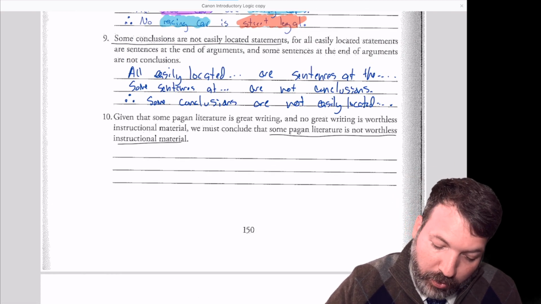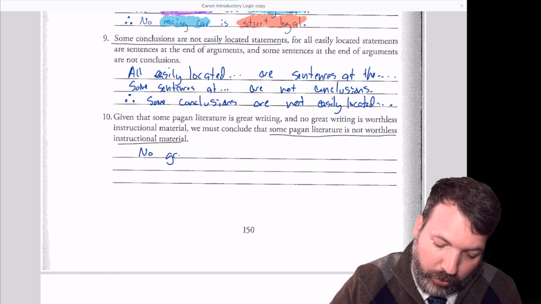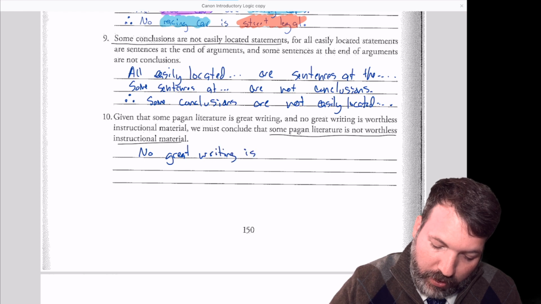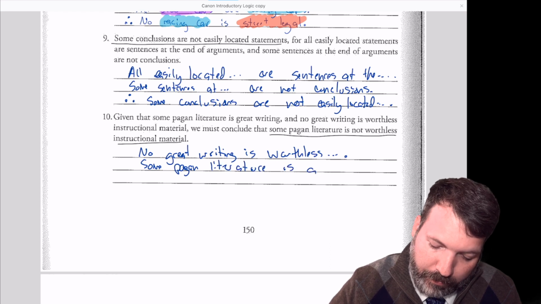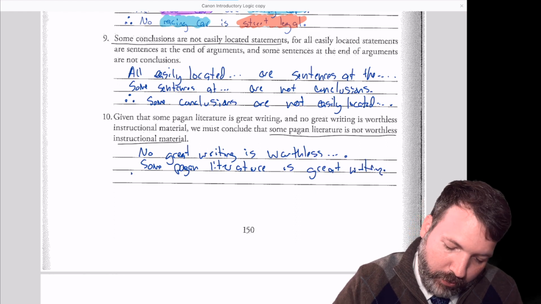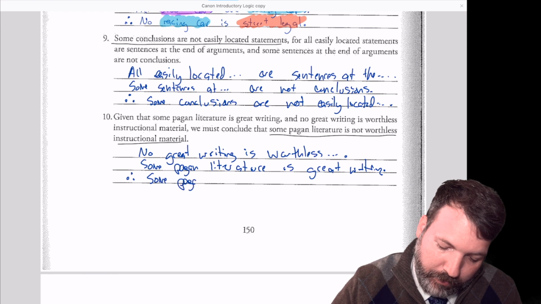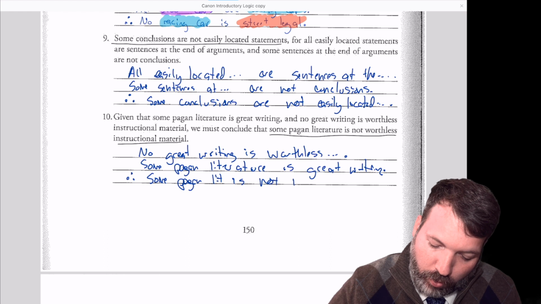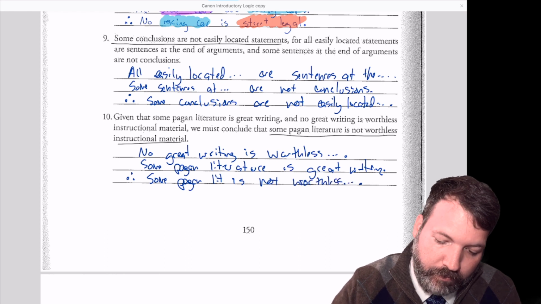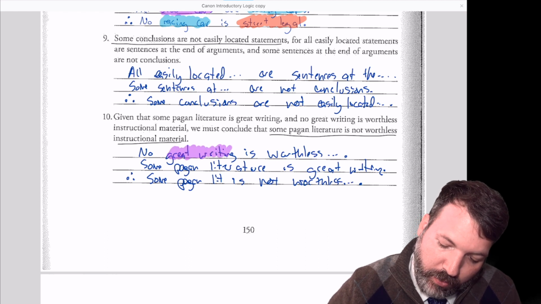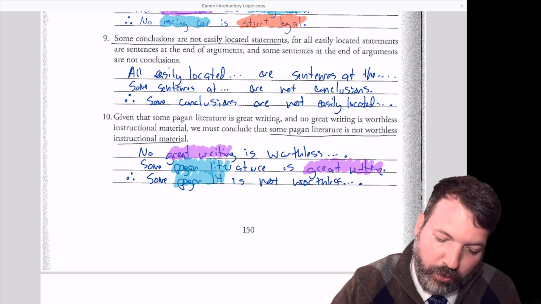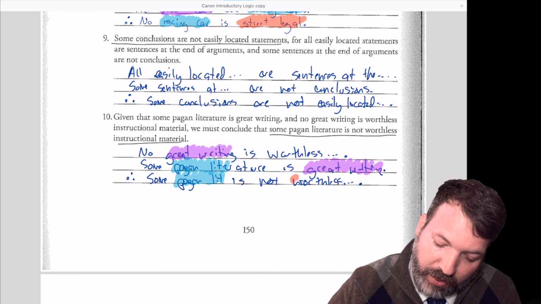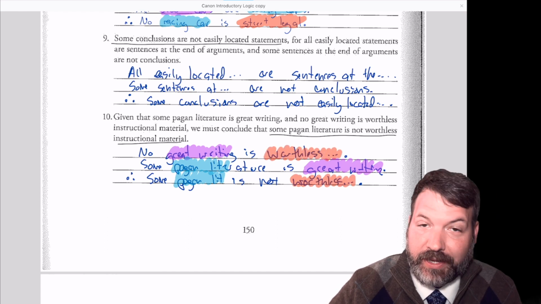Last one, number 10, we should begin with no great writing is worthless instructional material. Some pagan literature is great writing. Therefore, some pagan literature is not worthless instructional material. And again, if you're having trouble seeing, great writing was the middle term there. It appears in both premises, but not the conclusion. Pagan literature is your minor term, so of course it appears in the minor premise. And then worthless instructional material was the major term. So that's how I knew what the major premise was.